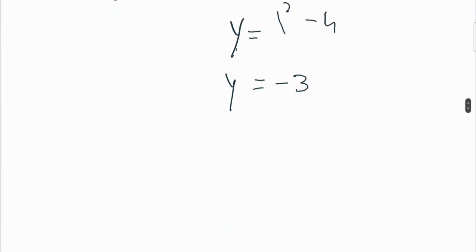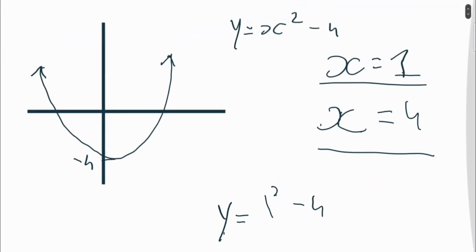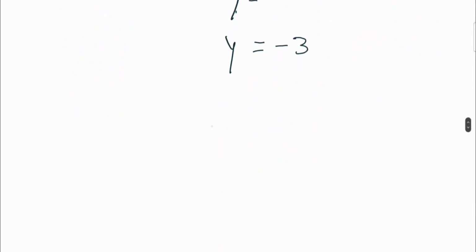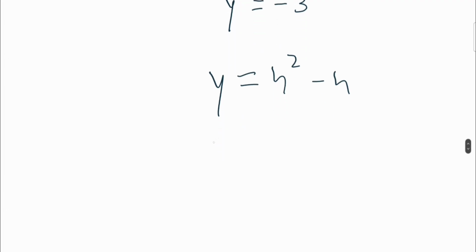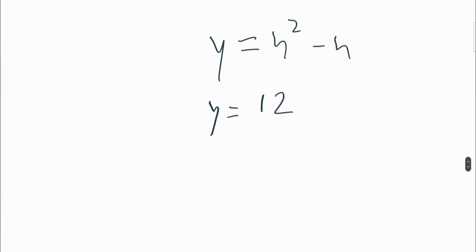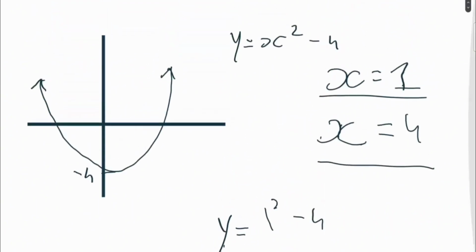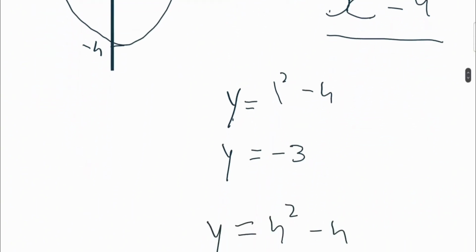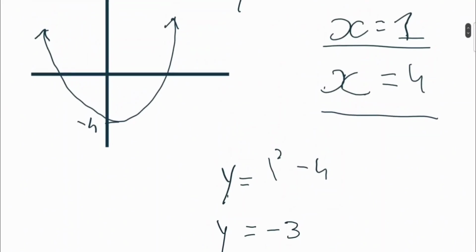Okay, next we are going to plug in 4 for x. y equals 4 squared minus 4. So that means that y equals 12, because 4 squared is 16, and then minus 4 equals 12. So that means that when x equals 4, the y value for that is going to be 12 at that point.